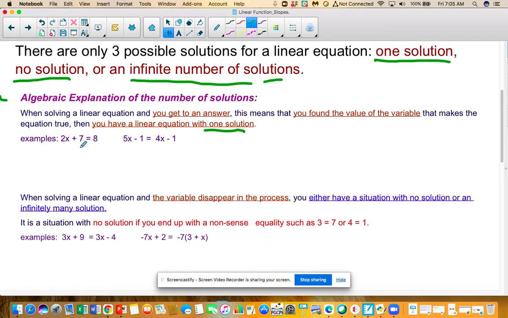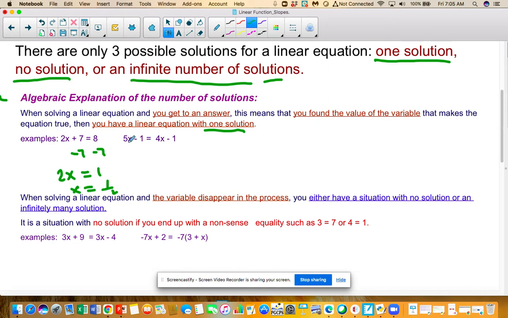You'll see that the variable x in all of these cases will stay. We already learned to solve linear equations. I put this example just to illustrate the point. So I'm going to subtract 7 from both sides. That's how we solve it. So I would have 2x equals 8 minus 7, which is 1. If I divide both sides by 2, I would have x equals 1 half. So here it is, the one solution, the x value that will make this equation true, right?